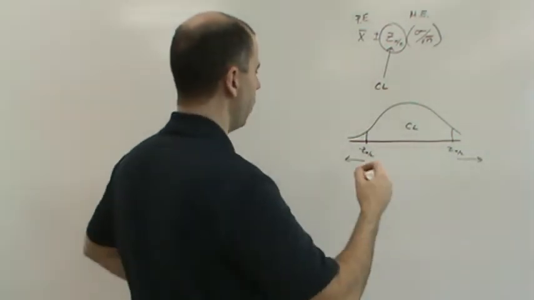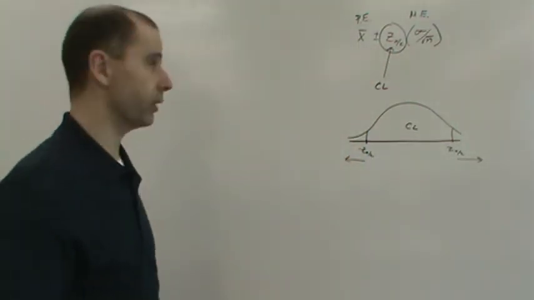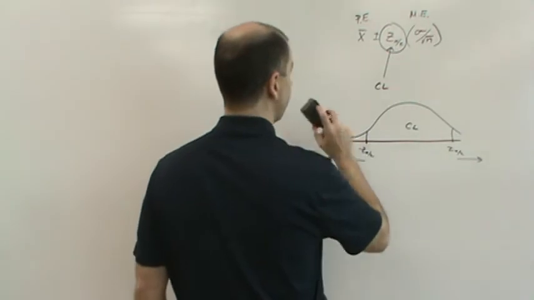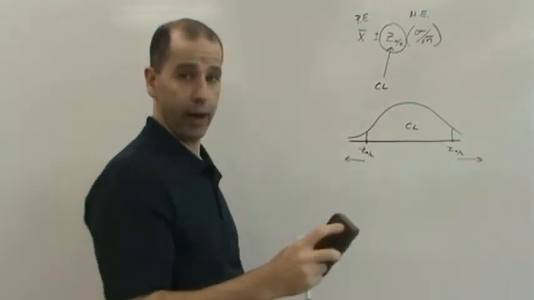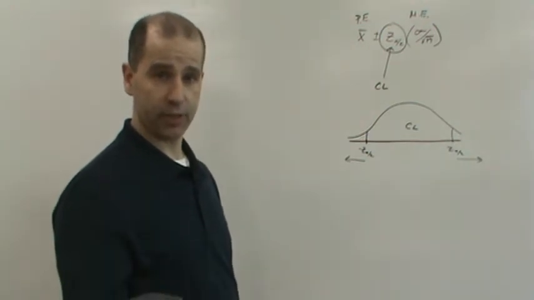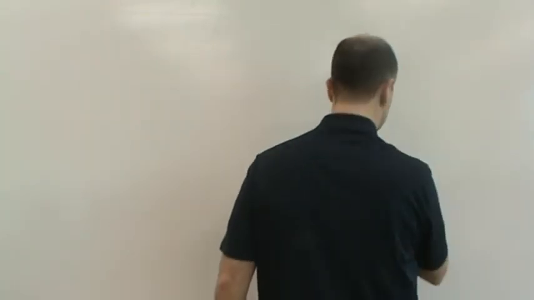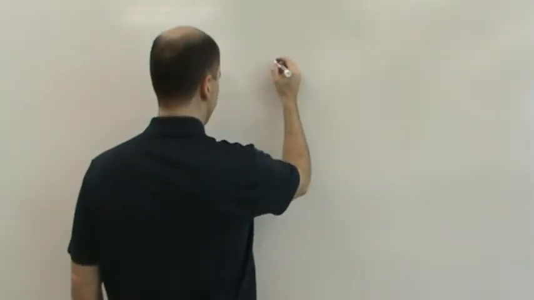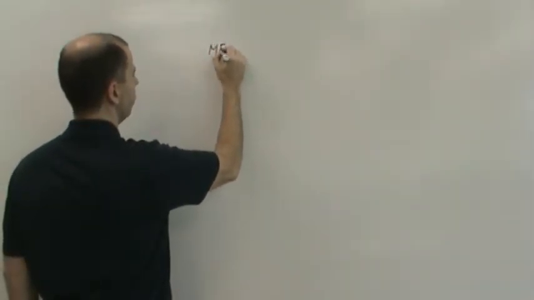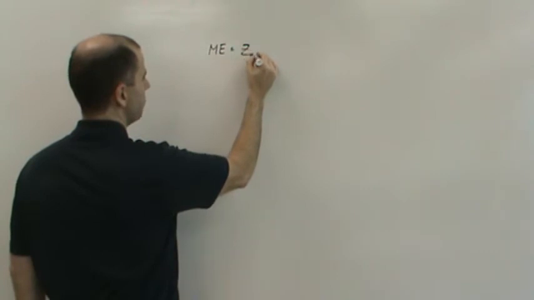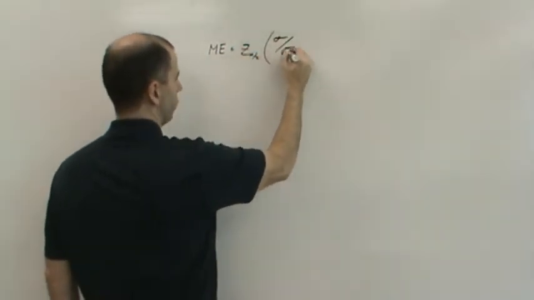Notice that this is really going to stay the same for a particular problem. The only thing that affects the size or the width of a confidence interval is the margin of error. So let's take a specific look at the margin of error. The margin of error is going to be this formula: z alpha divided by 2 times sigma over the square root of n.